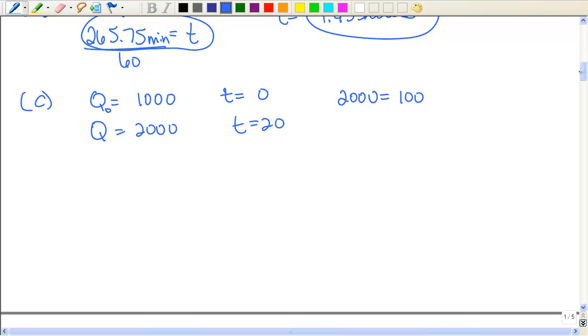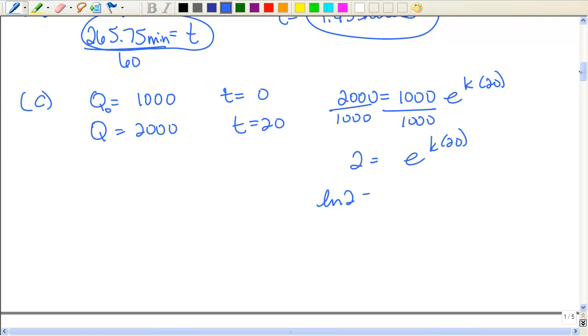So we'd have 2,000 equals 1,000 e to the k times 20. Take the natural log of both sides and divide by 20. And I think you can see that k is the same, because it doubled in the same amount of time. It doesn't matter what you start out with, just that doubling factor.